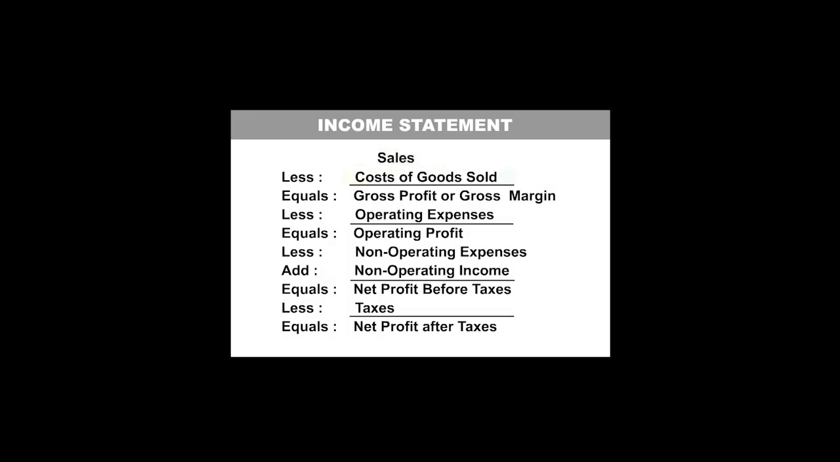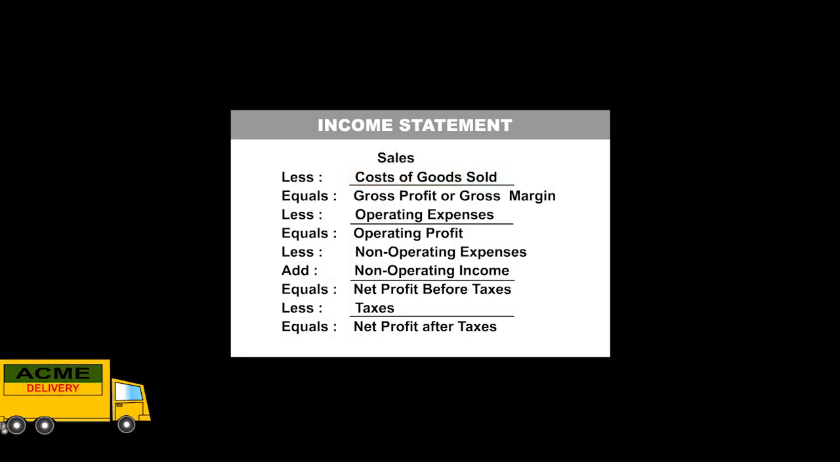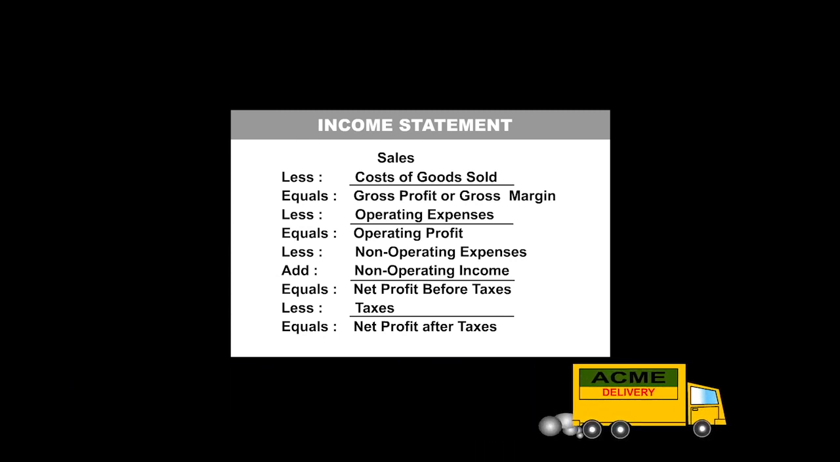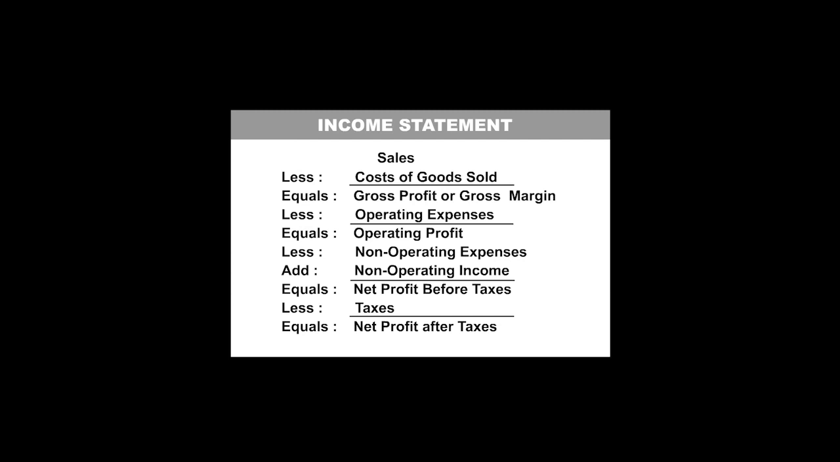Below the sales figure is the cost of goods sold, also known as cost of sales, which reflects the cost of making the product itself or of delivering the services directly to the customers. If one subtracts cost of goods sold from the sales figure, one obtains the gross profit or gross margin.